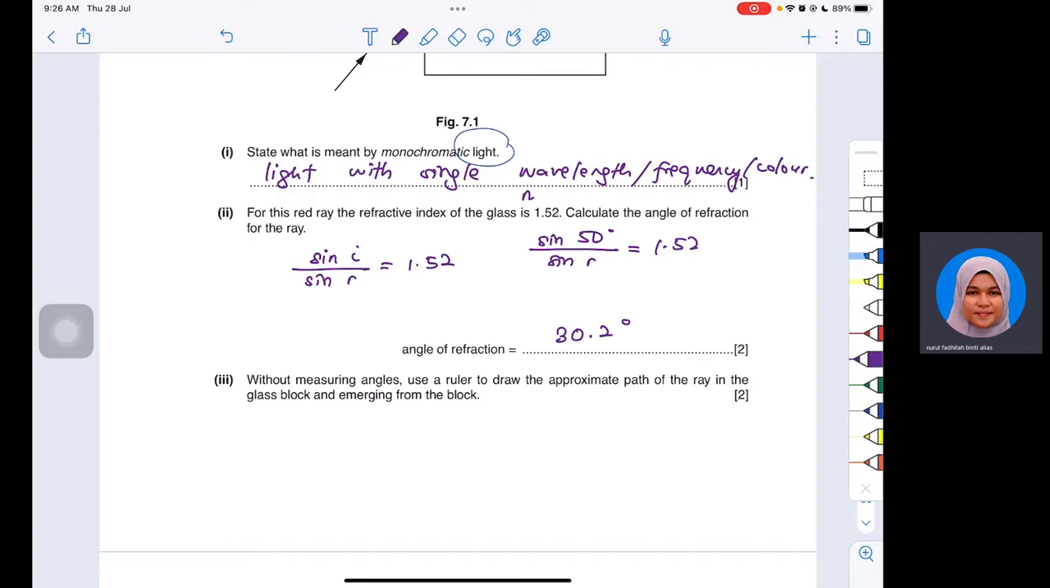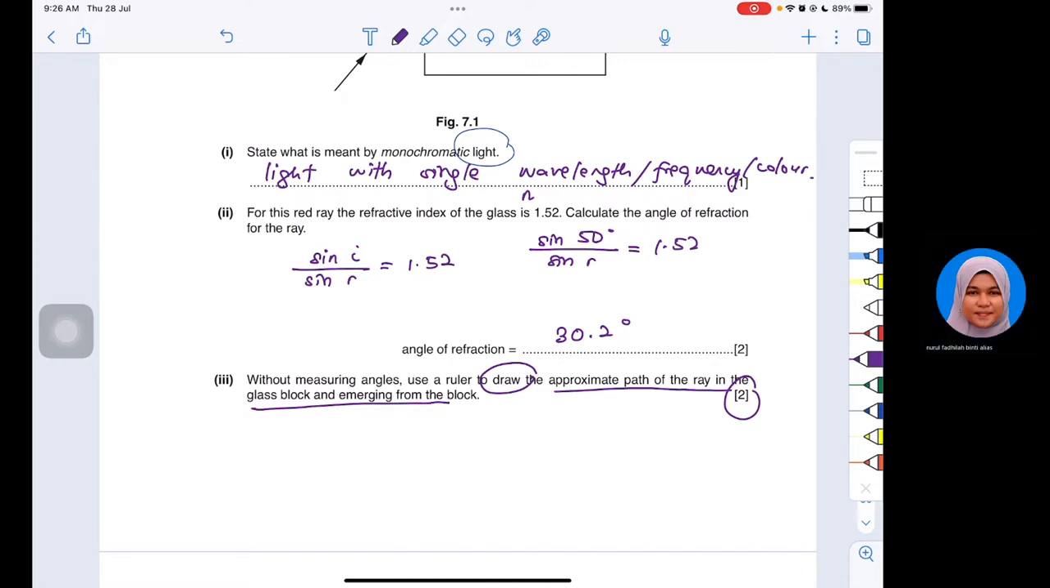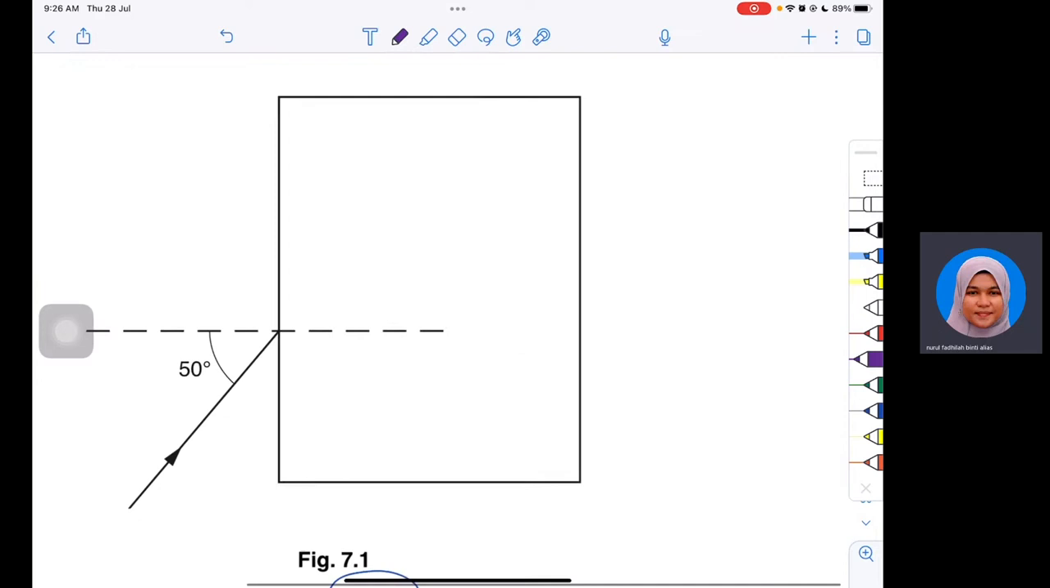Okay, next. Without measuring angles, use a ruler to draw the approximate path of the ray in the glass block and the ray emerging from the block. So, two marks for two lines. Okay, approximate path of the ray in the glass block. So, it's easy. What's the principle? What are the rules?